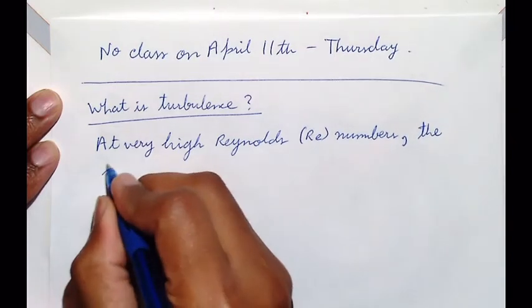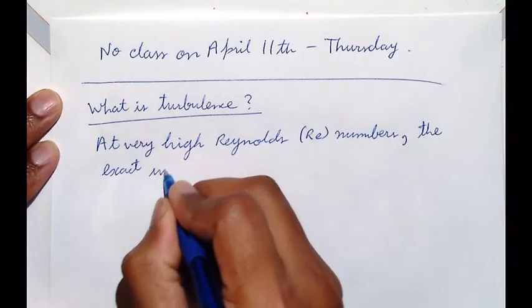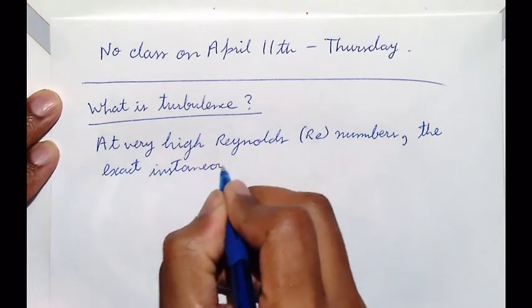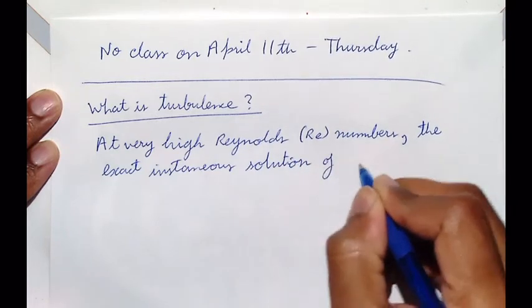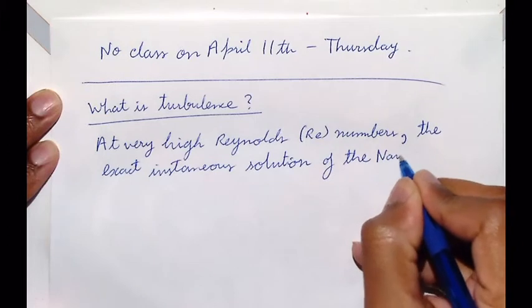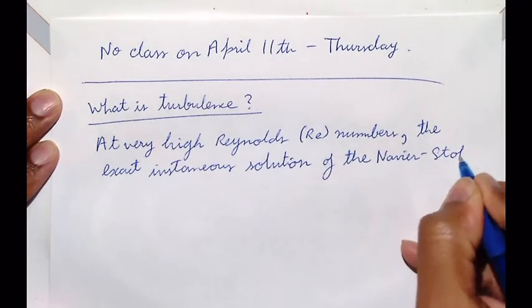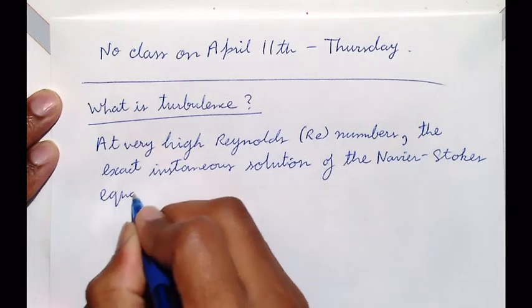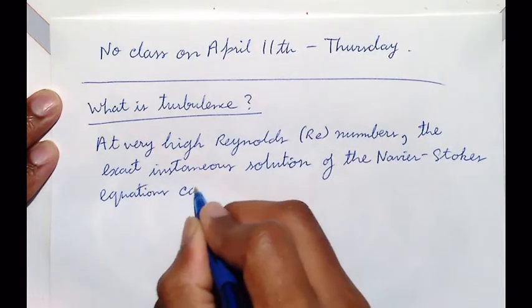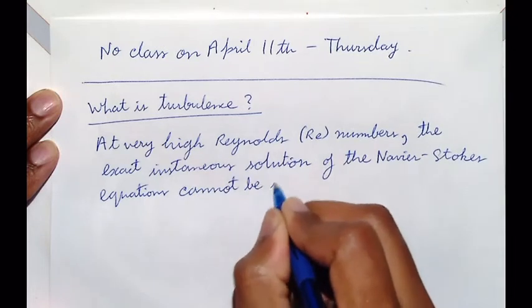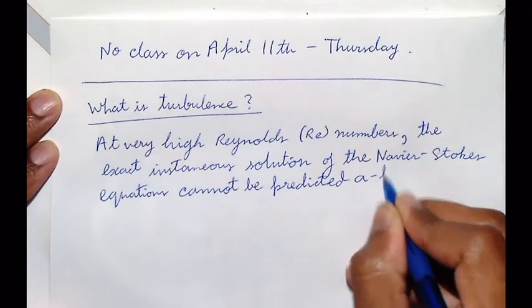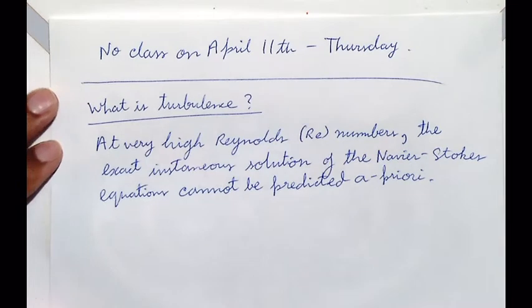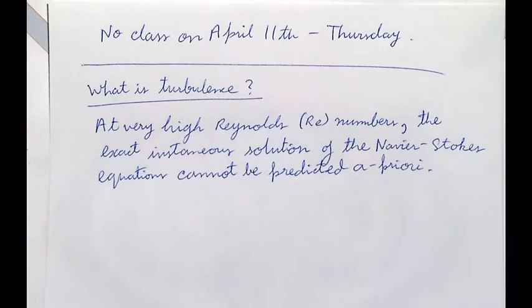The exact instantaneous solution of Navier-Stokes cannot be predicted exactly. Well, cannot be predicted a priori. Okay, so just take a second to think about what this statement means.